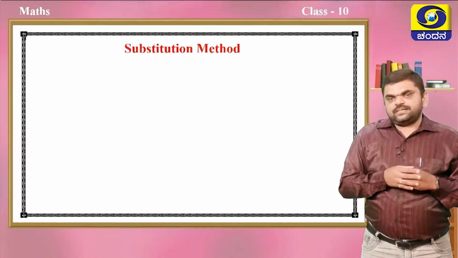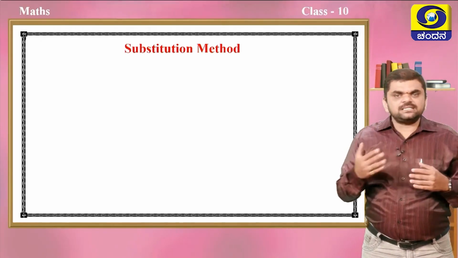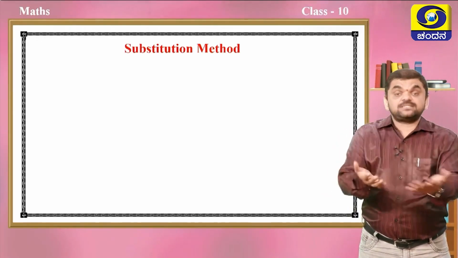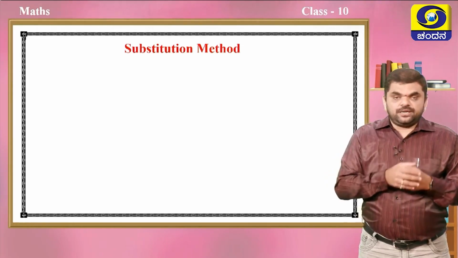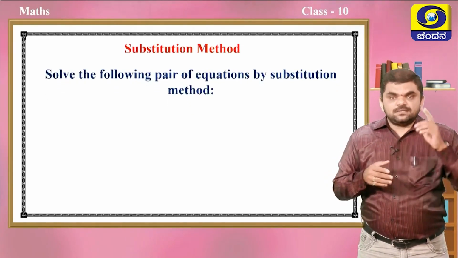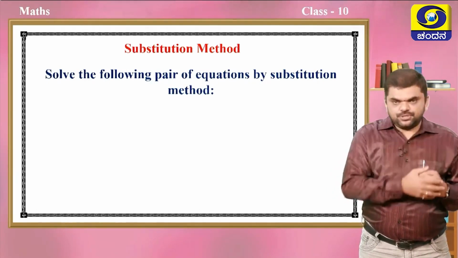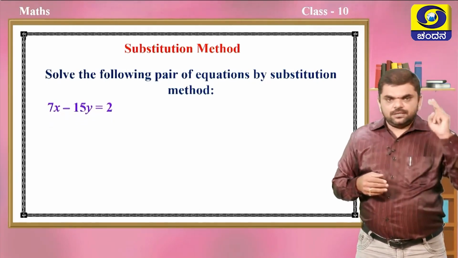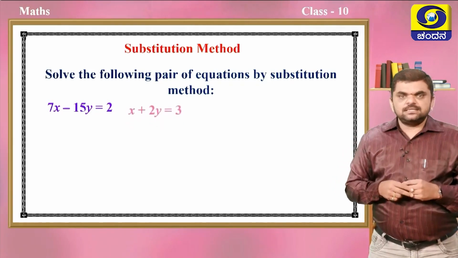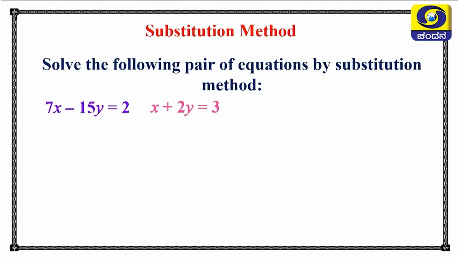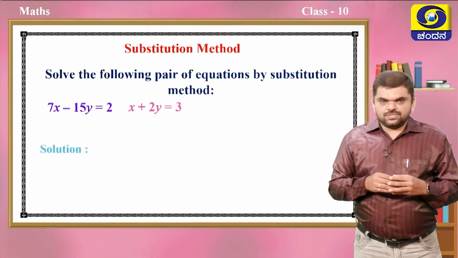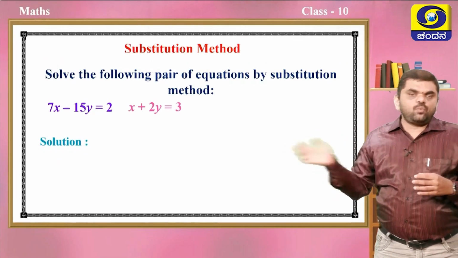Now first I will take the substitution method. What is substitution method? The name itself suggests it is substituting. What do you mean by substituting? By taking one example we will check what is substitution method. Children, there are two equations. One is 7x minus 15y is equal to 2 and another one is x plus 2y is equal to 3. Now we have to solve these two equations for x and y.